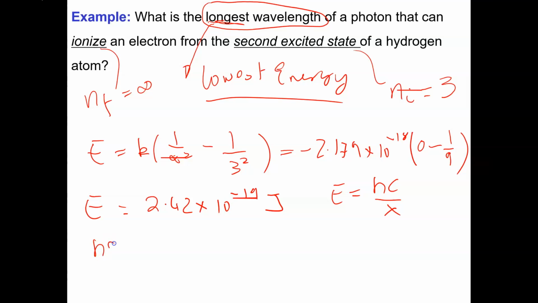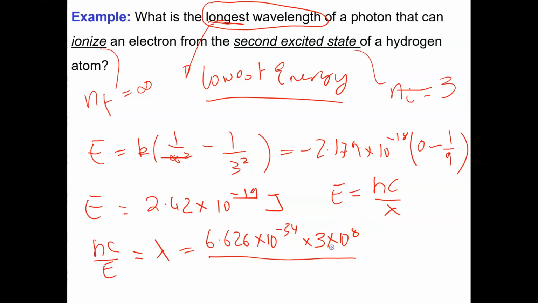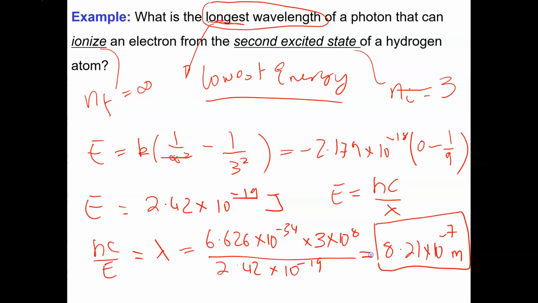So that means that hc on E equals lambda, so I can go ahead and calculate that, 6.626 by 10 to the minus 34 times 3 by 10 to the 8, and then I'm just going to put in the number that I had before, 2.42 by 10 to the minus 19, and I'll get a wavelength. So when I do that, the wavelength that I got was 8.21 by 10 to the minus 7 meters. And if I want, I could convert that to nanometers, but I'm just going to leave it as it is.